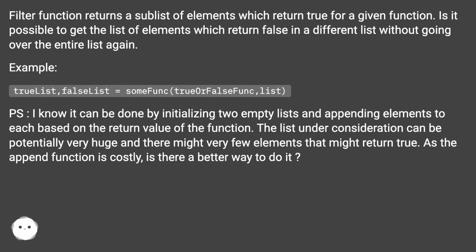PS, I know it can be done by initializing two empty lists and appending elements to each based on the return value of the function. The list under consideration can be potentially very huge and there might be very few elements that return true. As the append function is costly, is there a better way to do it?